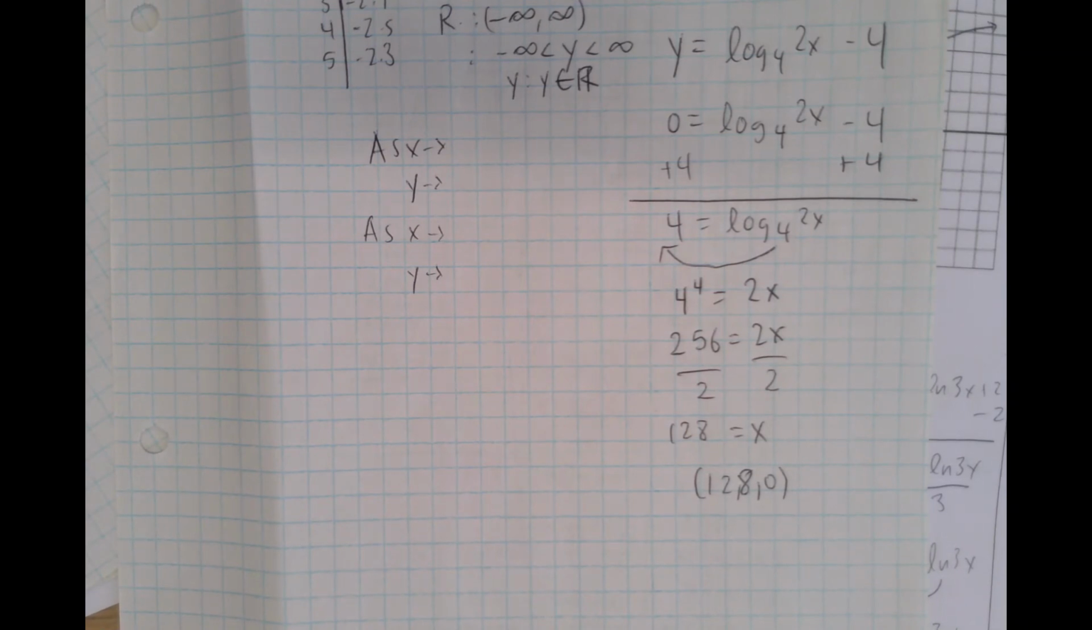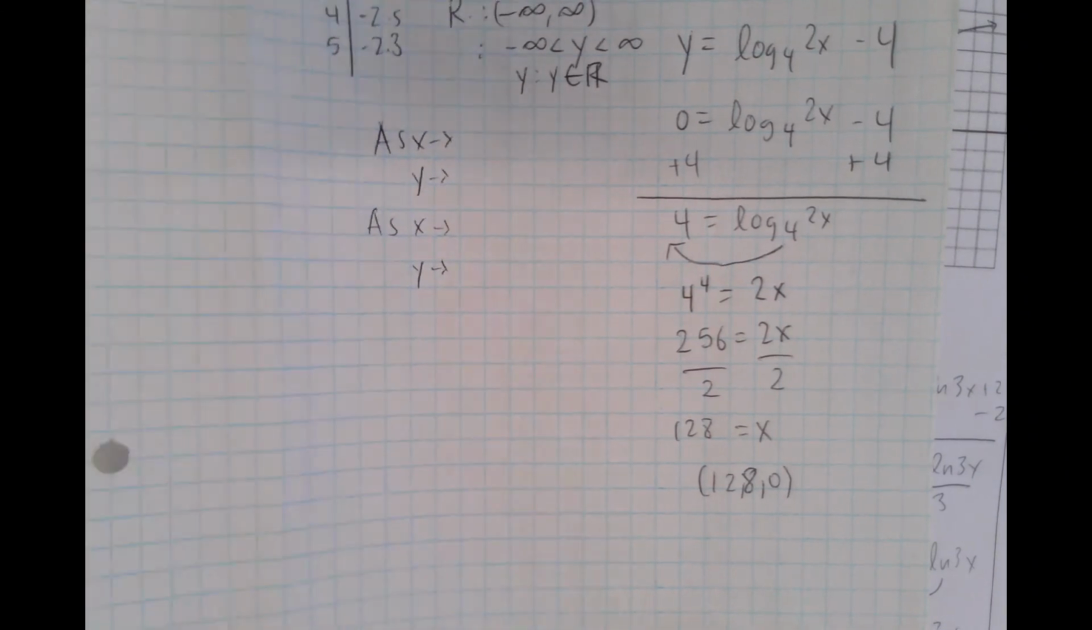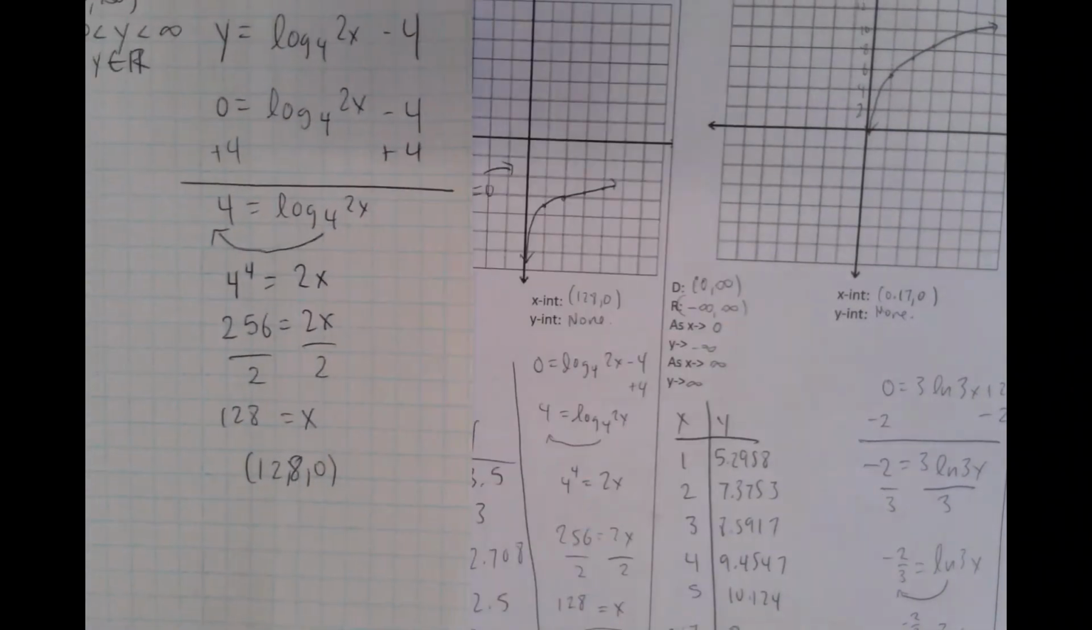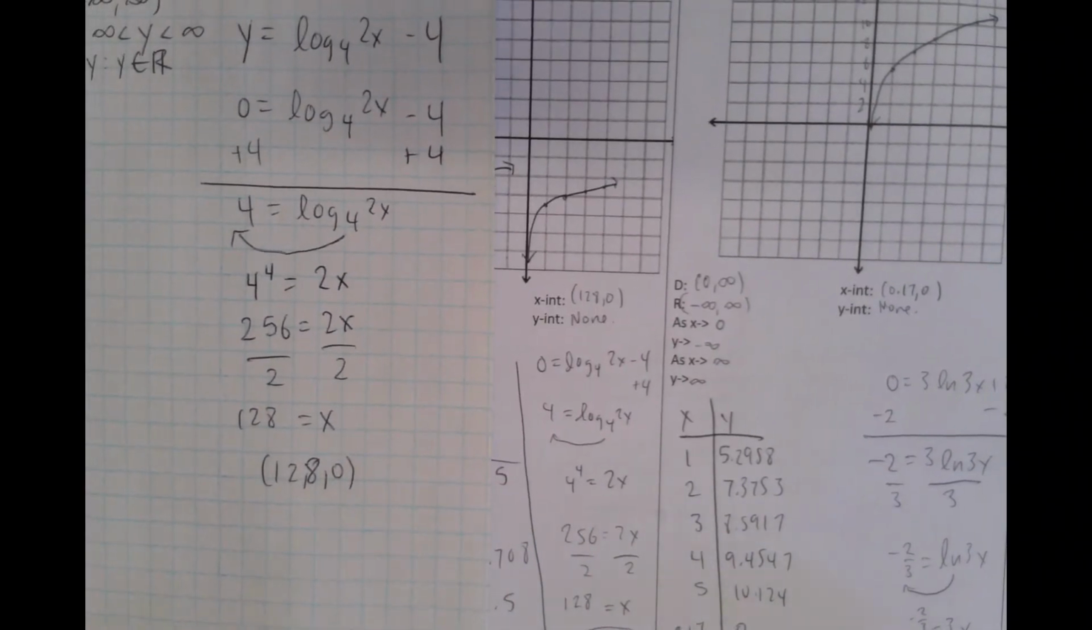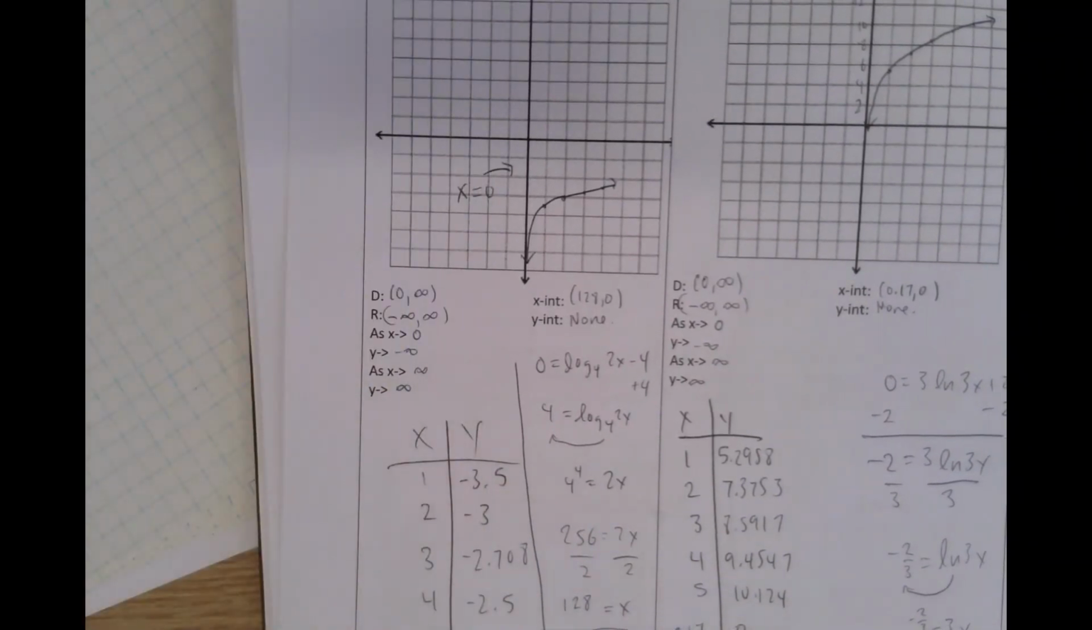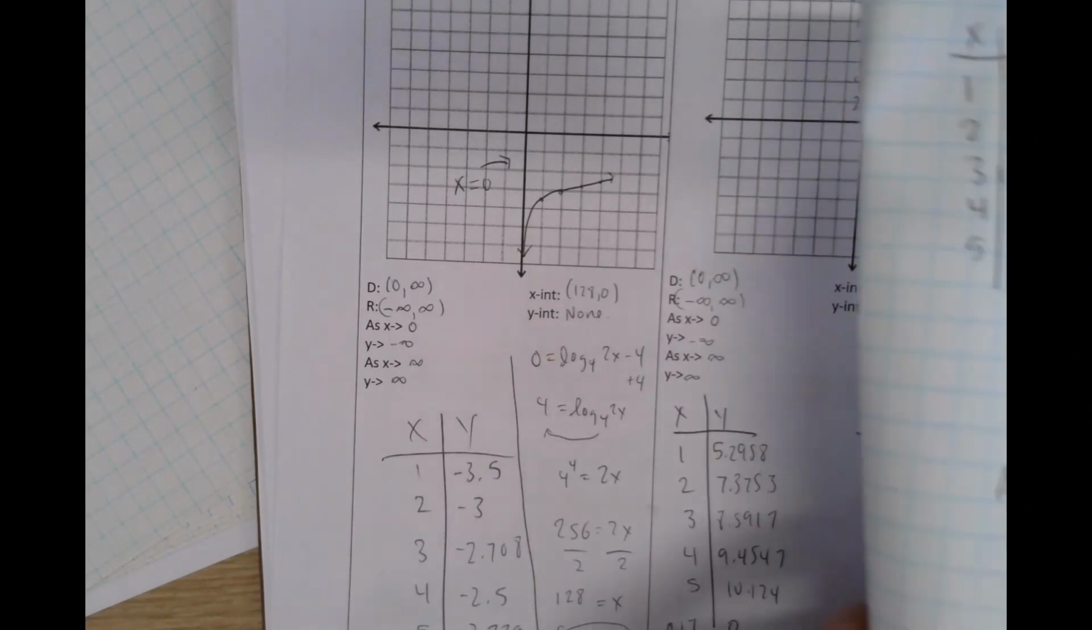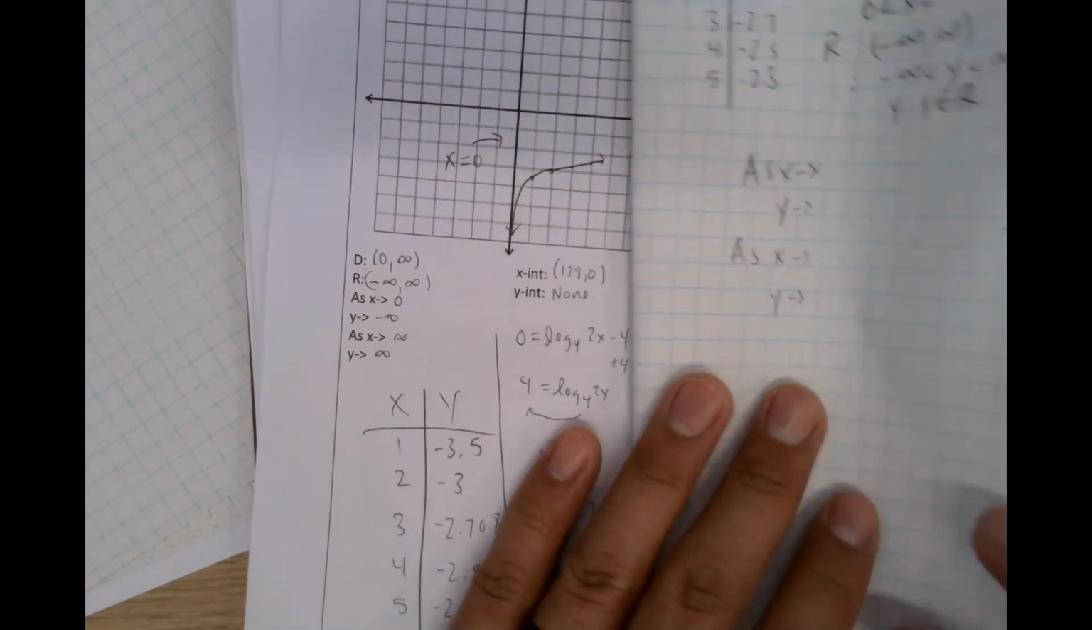Let's see here. Robbie, could you help us out here? How do we know what our end behavior is for this graph? So we're looking at this graph. How do we know what our end behavior is? Okay, why do you say so?